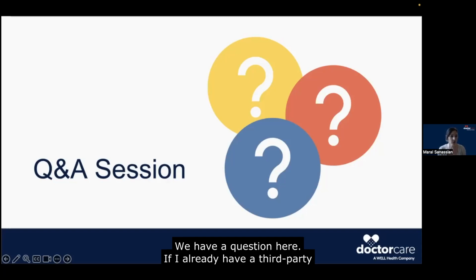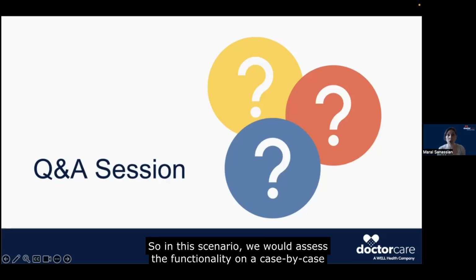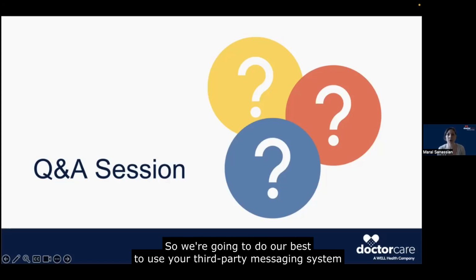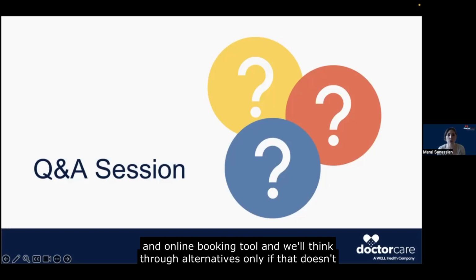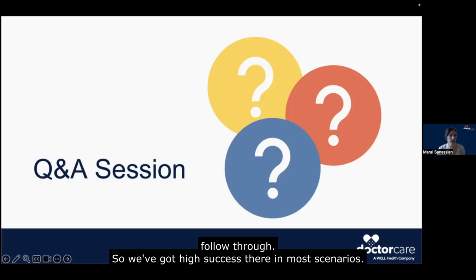We have a question here. If I already have a third-party messaging system and online booking, what happens then? In this scenario, we would assess the functionality on a case-by-case basis, and for the most part, utilize your existing software if it's possible. We're going to do our best to use your third-party messaging system and online booking tool, and we'll think through alternatives only if that doesn't follow through. So we've got high success there in most scenarios.